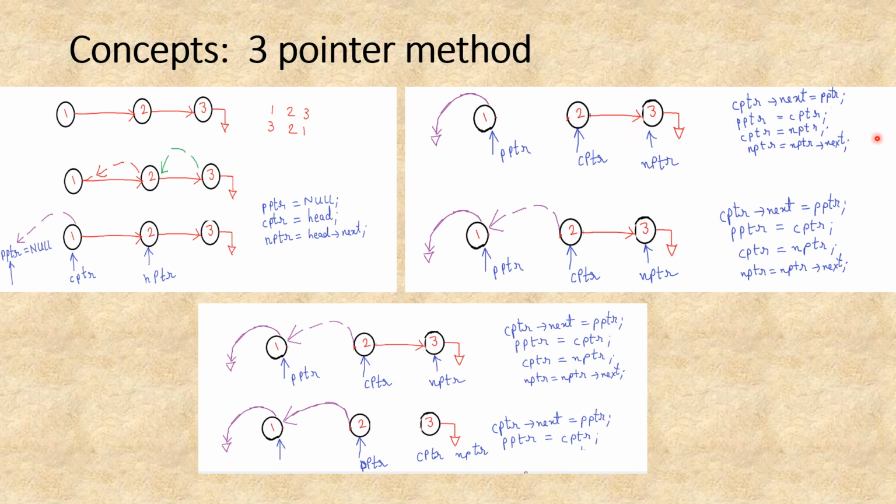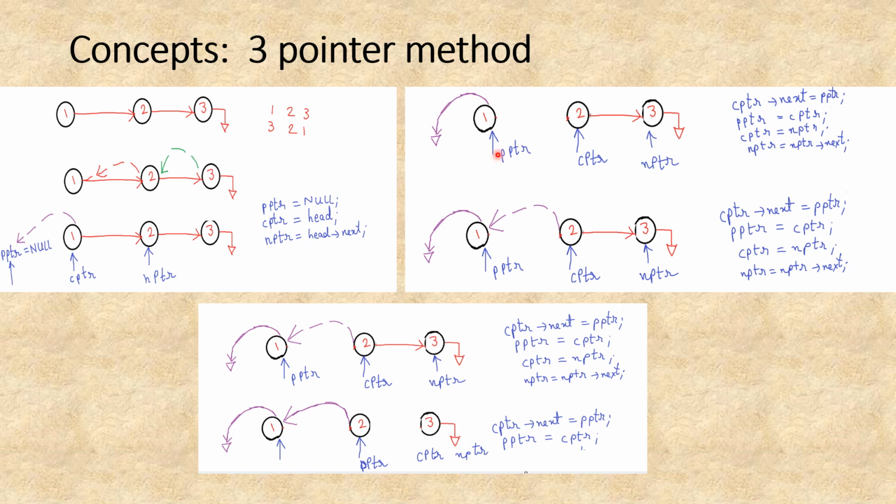And this completes the first iteration. In the second iteration, what we will do is fix up the broken link between 2 and 1 by pointing the current pointer's next link to the previous pointer. This is what we will fix, and again we right shift each of the pointers.